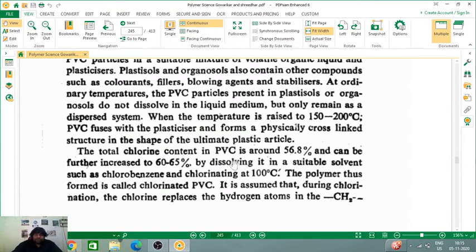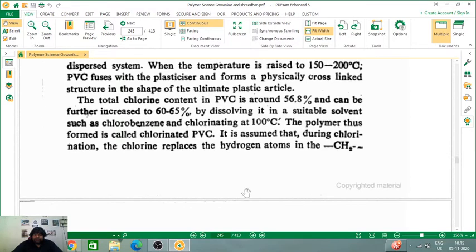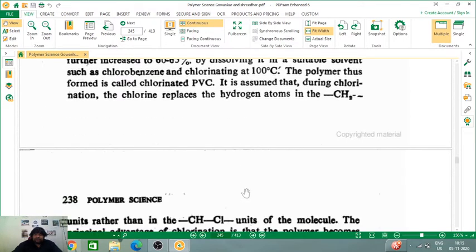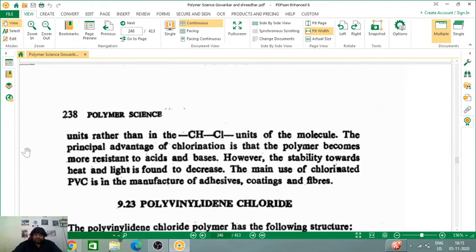The total chlorine contained in PVC is around 56.8% and can be increased further to 60 to 65% by dissolving it in a suitable solvent such as chlorobenzene and chlorinating at 100 degrees Celsius. The polymer thus formed is called chlorinated PVC. It is assumed that during chlorination the chlorine replaces the hydrogen atoms in CH2 units rather than in the CHCl units of the molecule.